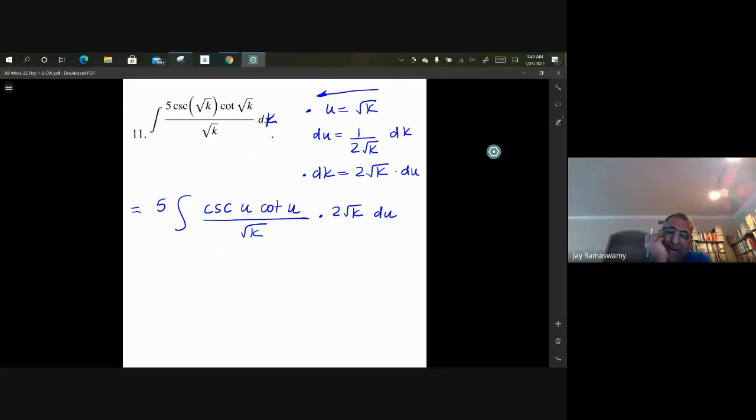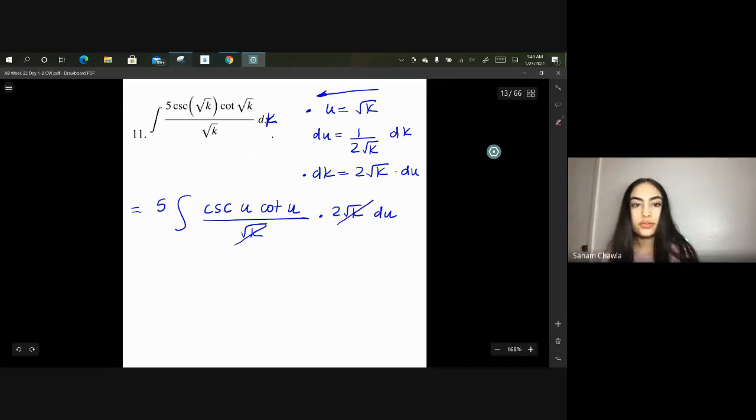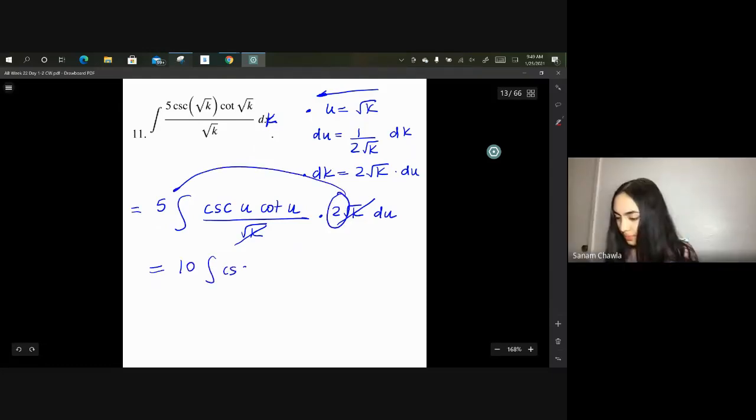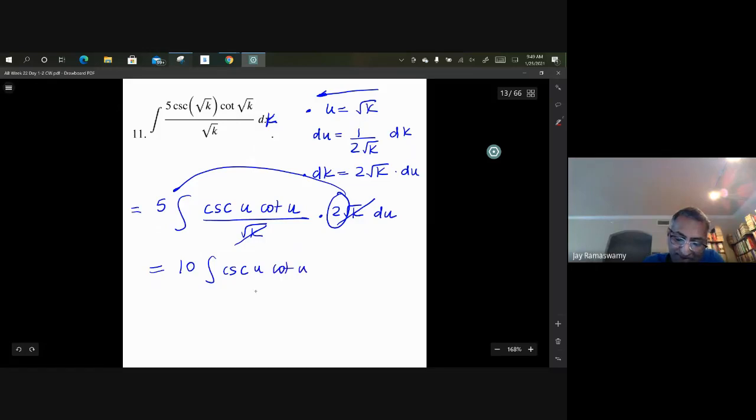What happens to the radical K now? Cancel. And then 2 times 5 is 10, so pull it out. These smart kids already say pull out the 2. So that'll become 10. It becomes cosecant u, cot u, du.